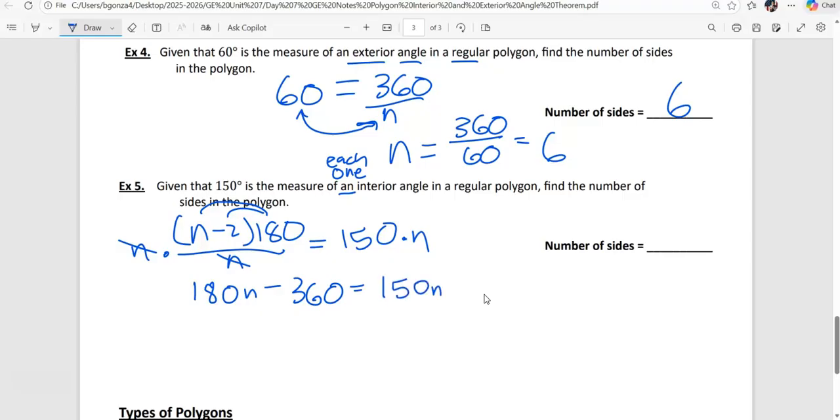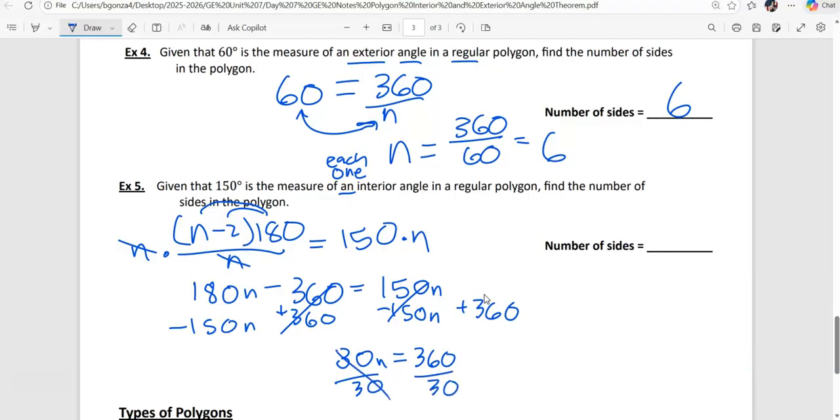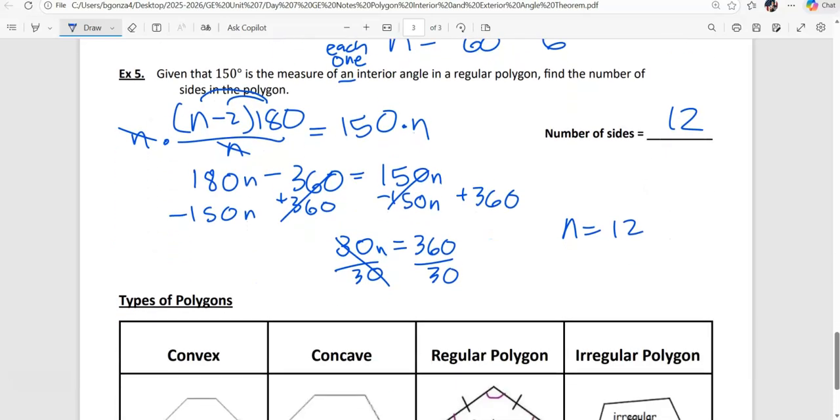And then you want to move this to the other side, move this to the other side, so you can do 2 steps in one. Add 360, subtract 150n. You get what? 30n equals 360, and then you can just divide 360 by 30. All that to say you should get 12. Like I said, that's ugly. I don't think you're going to have a problem like that. There it is in the notes anyways.